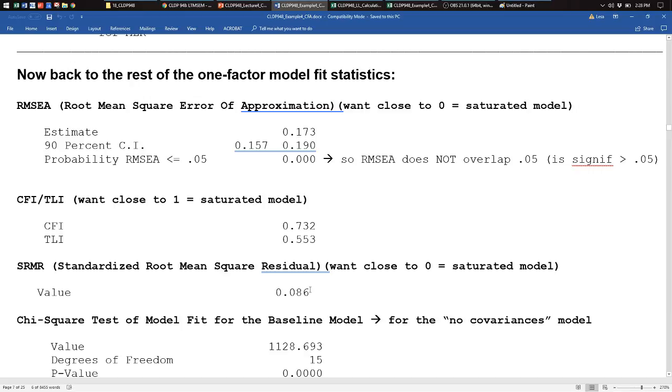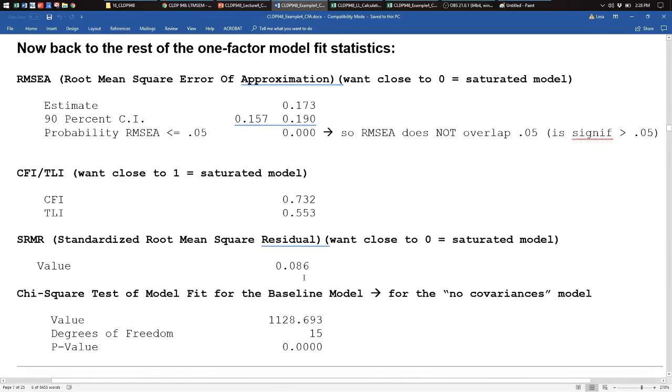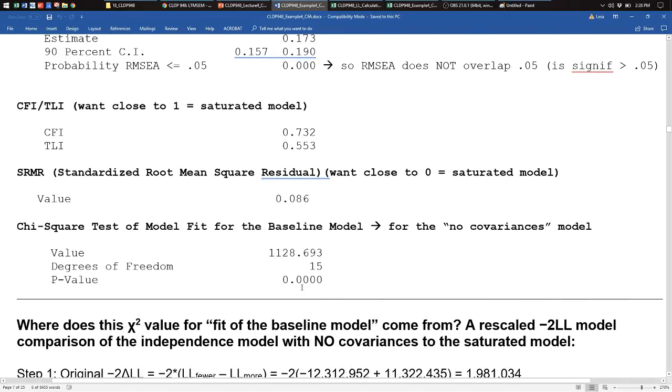So RMSEA and chi-square are relative to the perfect saturated model. CFI and TLI are relative to the null model. That means that one of these indices may like your model and the other one doesn't. They can totally disagree, and it happens all the time. The articles that I gave you also shed light on when that can happen as well.